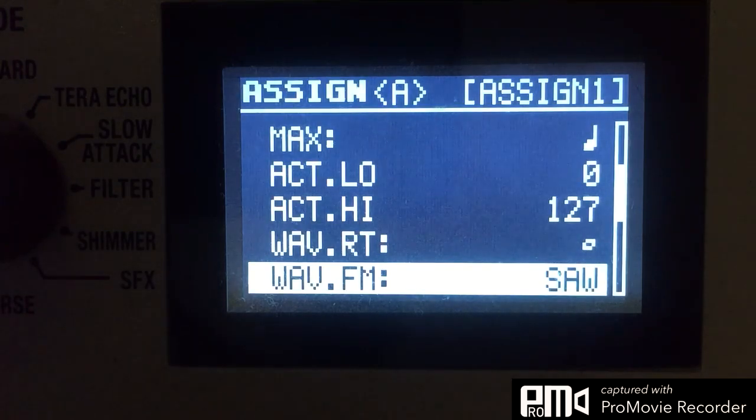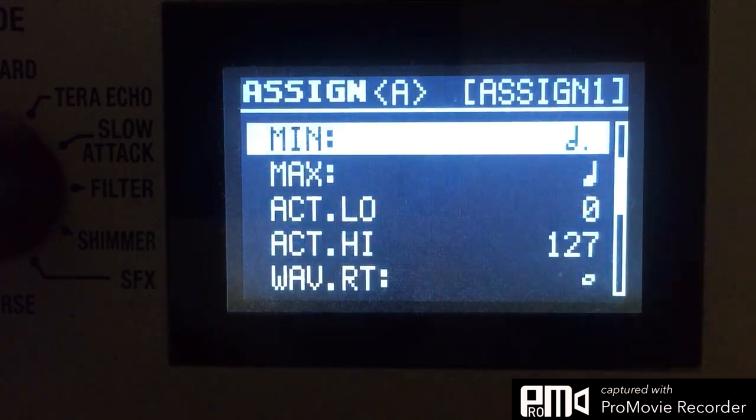It's just that I have the min and max inverted. Of course, you can have any other intervals. You can have different octave notes happening. I guess a quarter to a half would give a perfect octave.